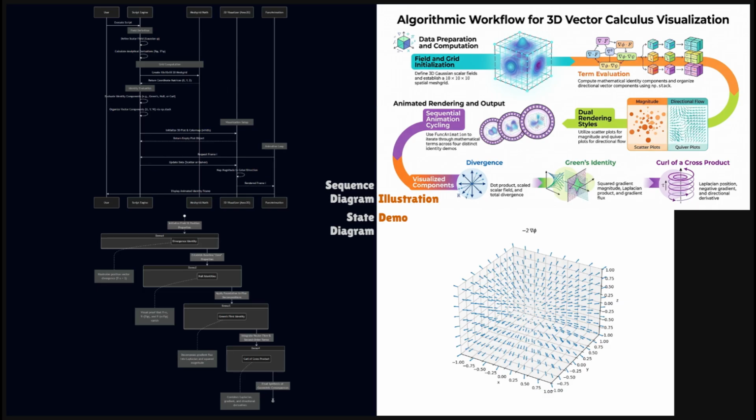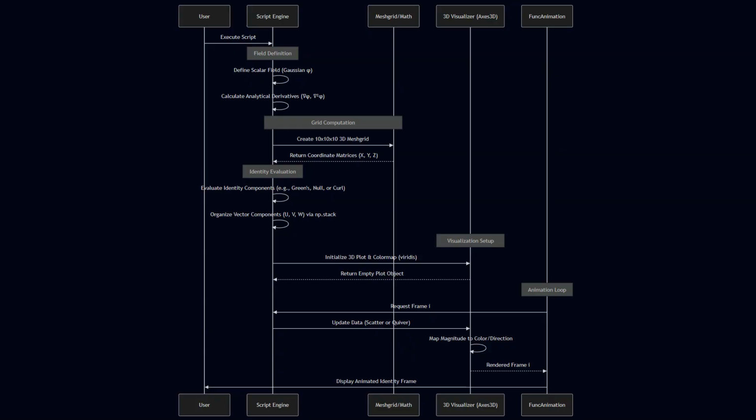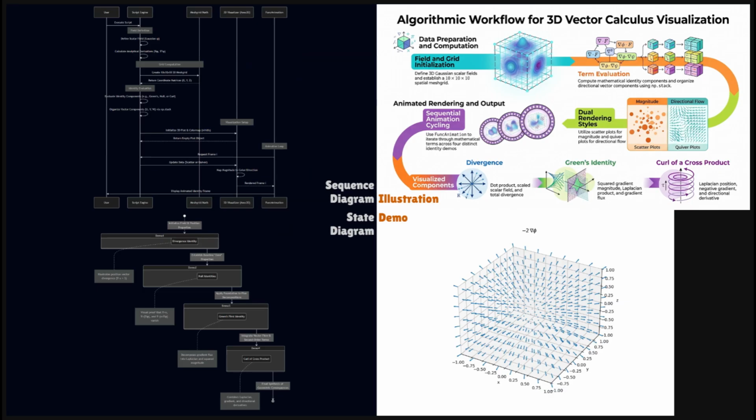3. Animation and rendering. Finally, the visualizer cycles through these calculated terms frame by frame. This allows the viewer to see how individual mathematical parts, such as the field's gradient or its second-order Laplacian change, combine to form the total identity.